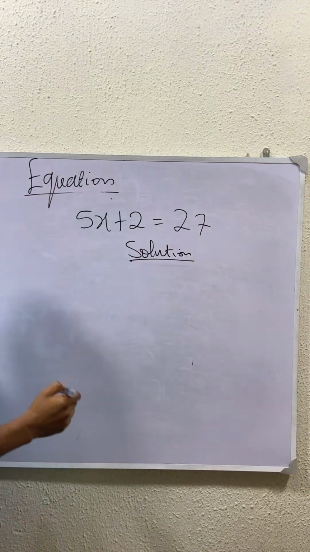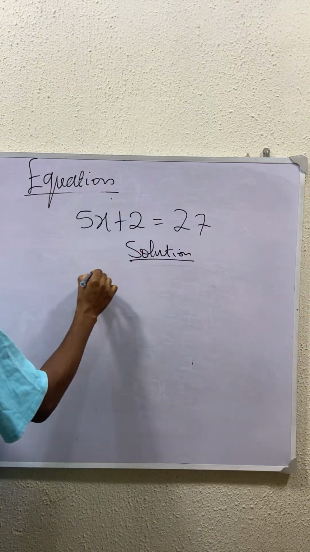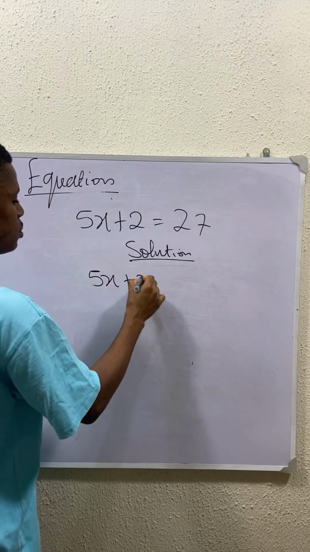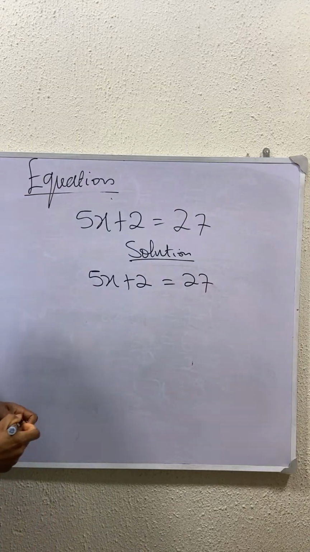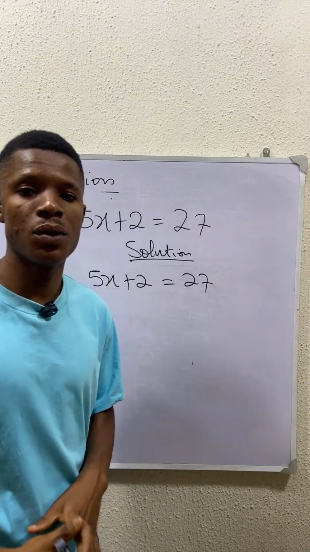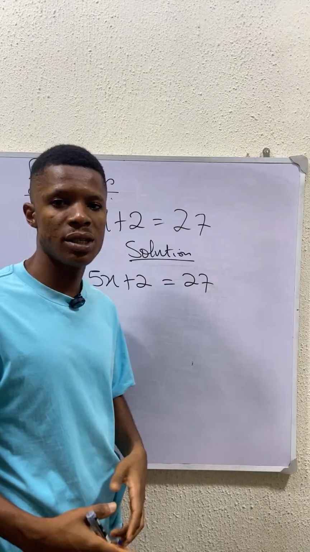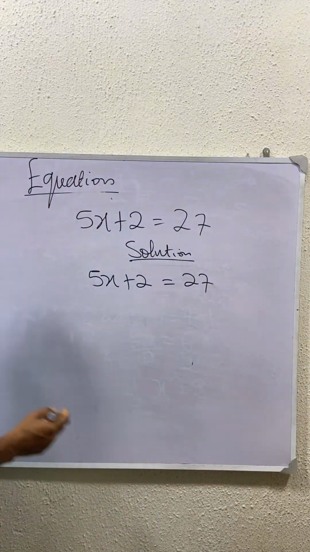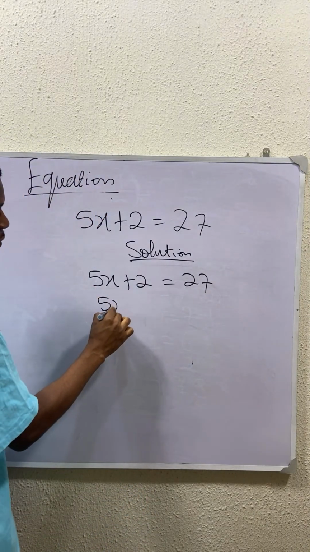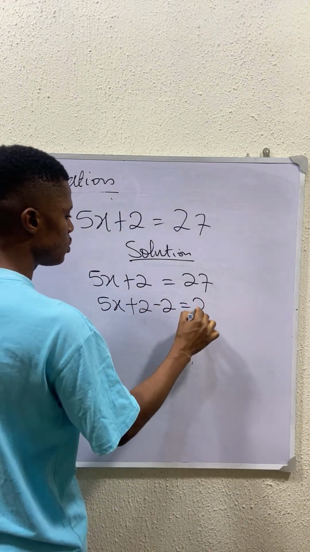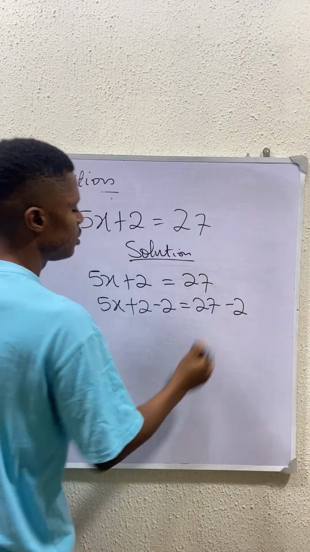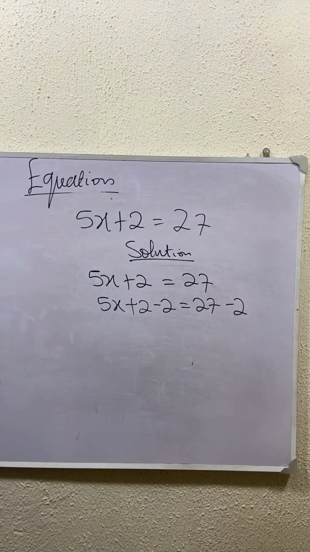Okay, if you have the equation 5x plus 2 is equal to 27, the first thing you do is take away 2 from both sides, since this is a positive 2. So 5x plus 2 take away 2 is equal to 27 take away 2. Since 2 minus 2 is 0, you've actually collected the like terms.